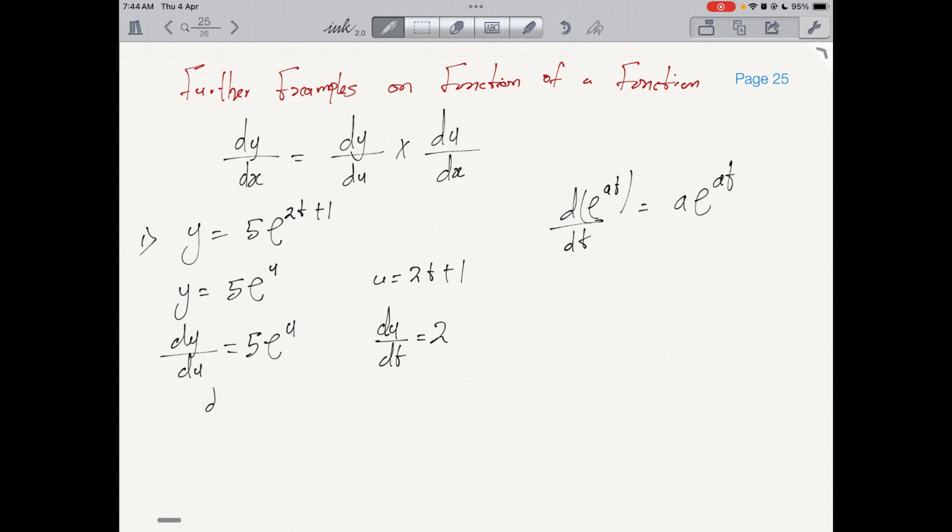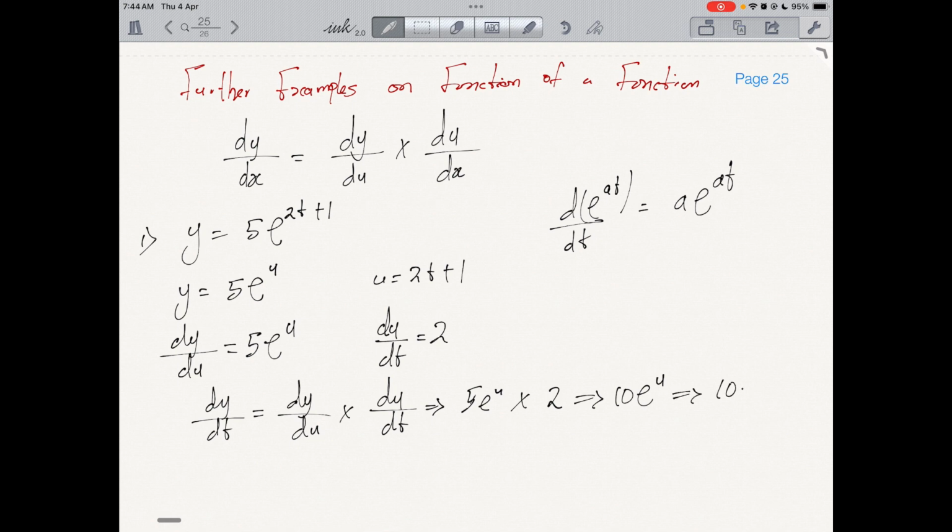Now, our dy/dx or dy/dt according to the formula will be dy/du multiplied by du/dt. And our dy/du is 5 exponential u, and our du/dt is 2. And this is 10 exponential u. And we will make our substitution of u back. We have 10 exponential 2t plus 1. Let's take another example.